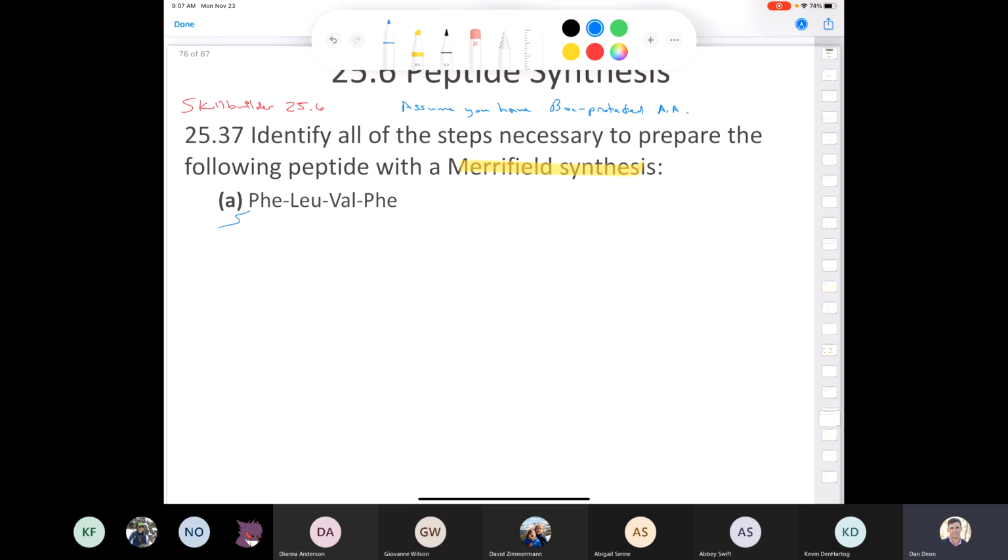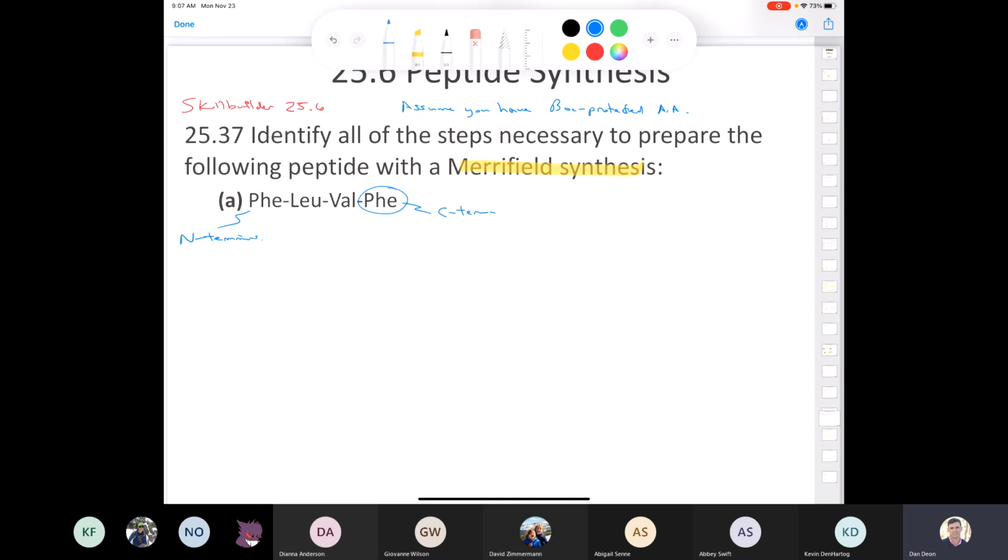This is our N-terminus over here. N-terminus here, and this is our C-terminus right here. Okay, well, where are we going to start? We're going to start right here, right? Because we're going to start with the C-terminus in the Merrifield synthesis.